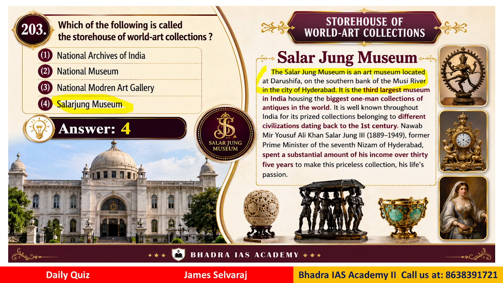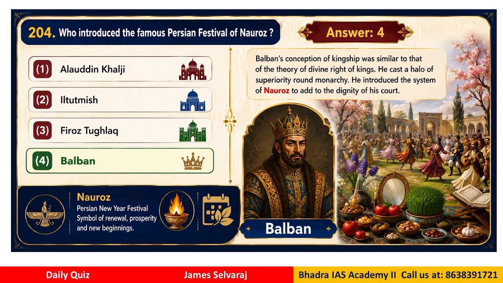So the Salarjung Museum is an art museum located on the southern bank of the Musi river in the city of Hyderabad, and it is the third largest museum in India, housing the biggest one-man collection of antiques in the world. So it is very, very popular, right? So these kinds of questions are most likely to be asked when you talk about art, culture, etc. So which of the following is called the storehouse of the world art collection? That is the Salarjung Museum.